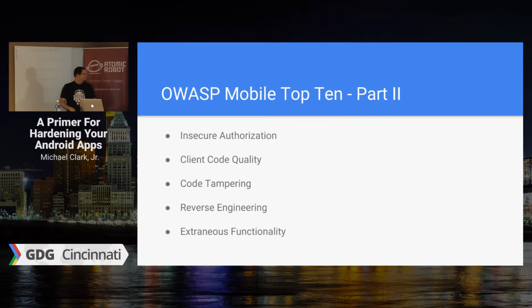So let's talk about M10, extraneous functionality. I'll open it up, and I'll make this more like a class at this point. What do you think is meant by extraneous functionality? Anybody who's been to the website can't answer. And if no one raises their hand, I'm going to start picking on my random friends.